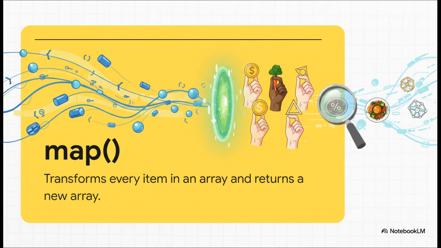Let's start with map. This is your go-to when you need to transform every single item in an array. The keyword is transform. For example, you could take a list of numbers and map over it to create a whole new list where every number is doubled.